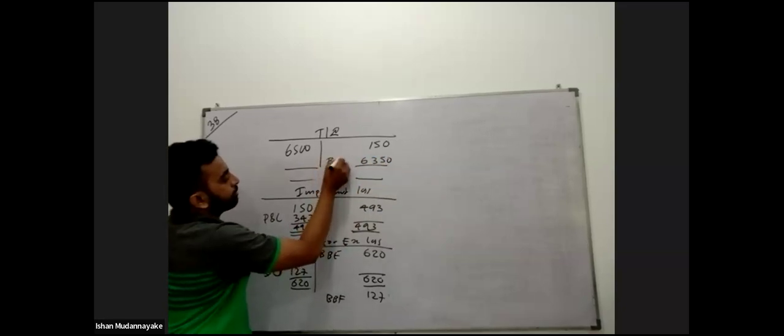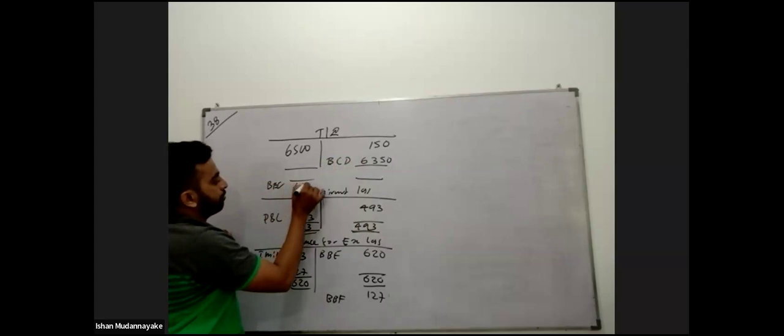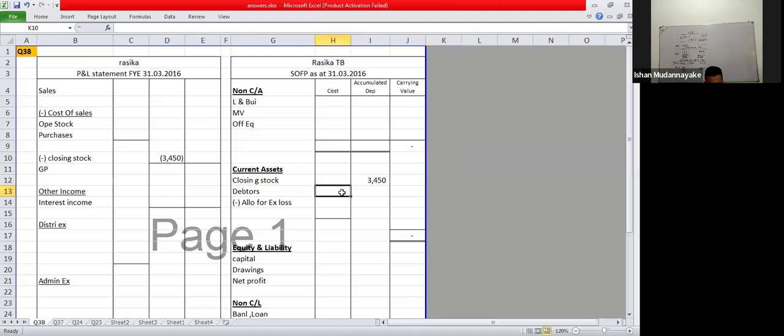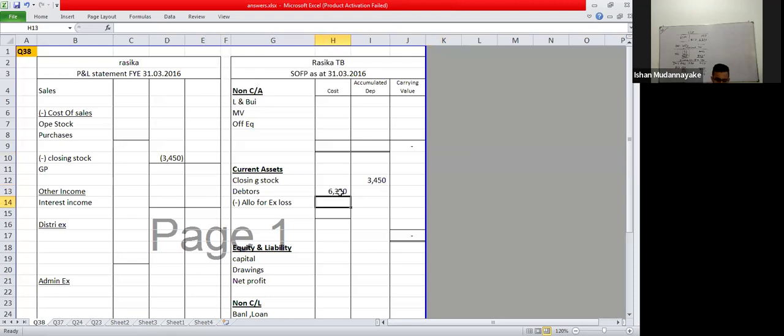6,350 closing debt balance. Right, really good. Now, to the profit and loss, you need to check. At first, trade receivable balance how much? 6,350. We record it in the statement of financial position. Closing balance 6,350.